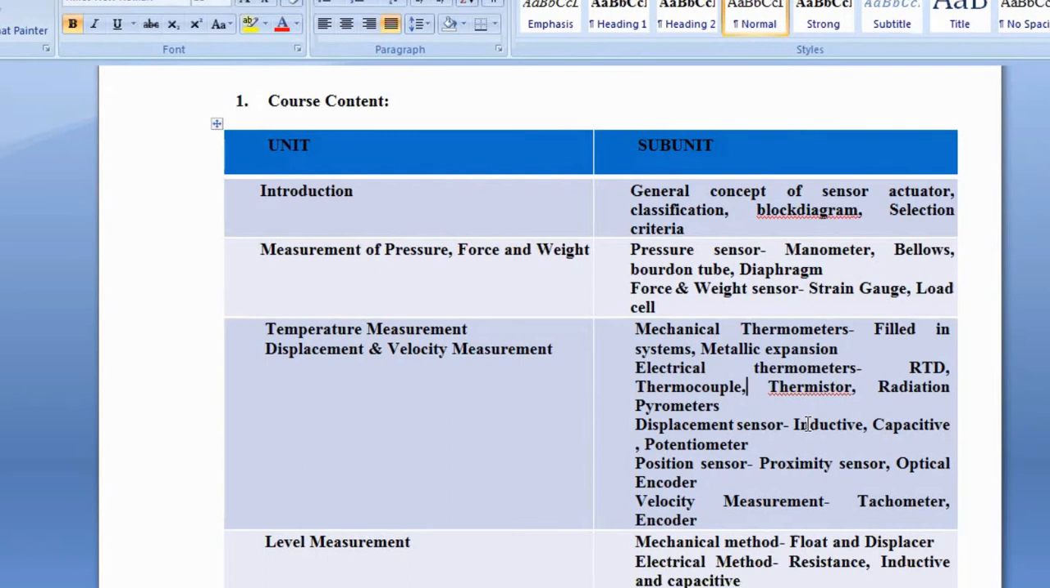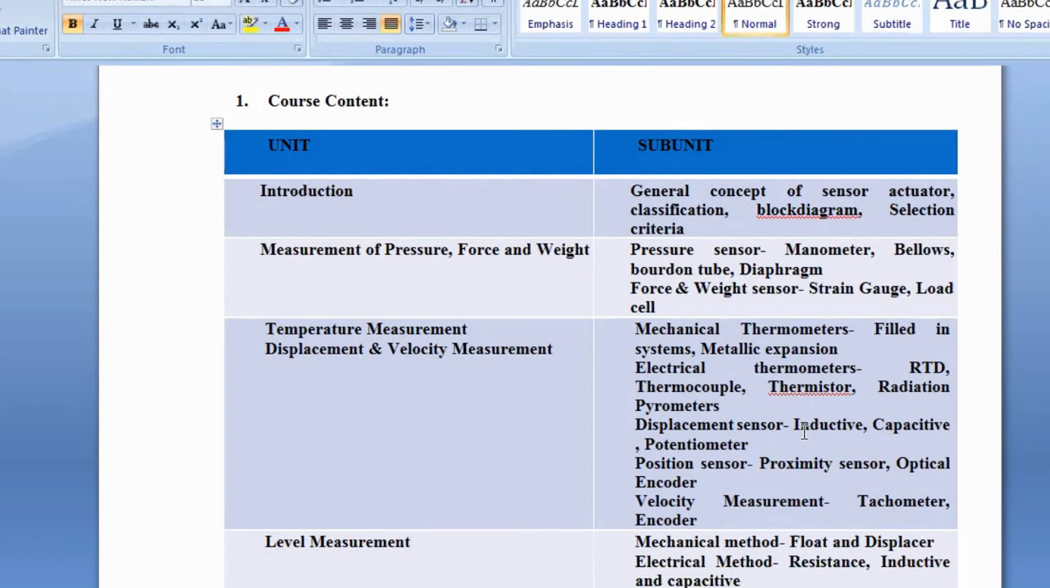One is the inductive type. The examples are LVDT and RVDT. So that is inductive type sensors: proximity inductive type displacement sensors. LVDT's basic working principle, and I have shown one MCQ, objective type, 2-mark question type problems from LVDT.